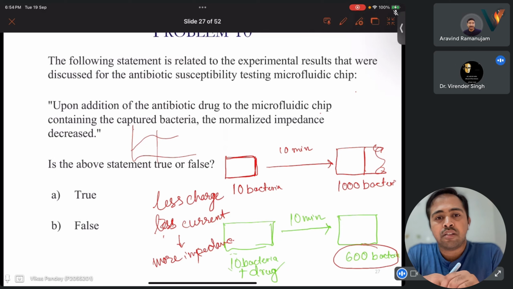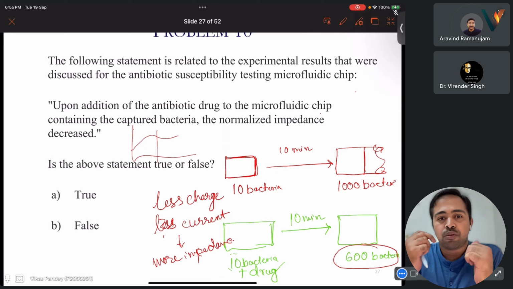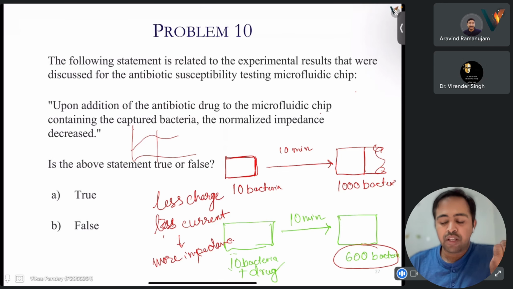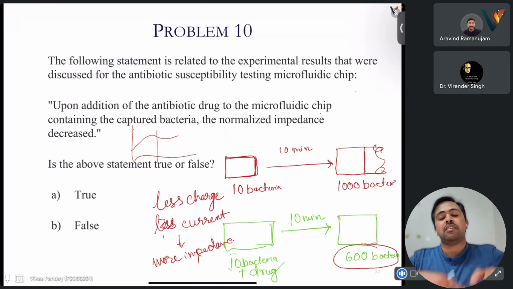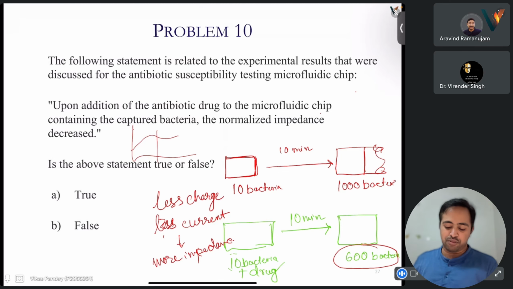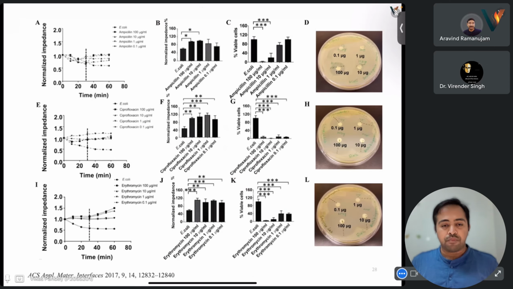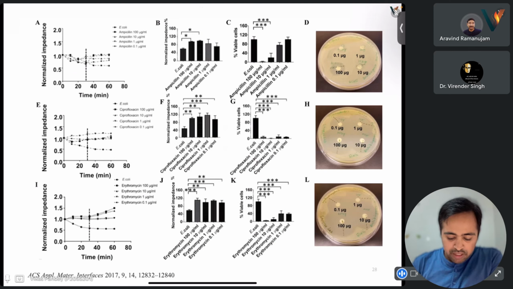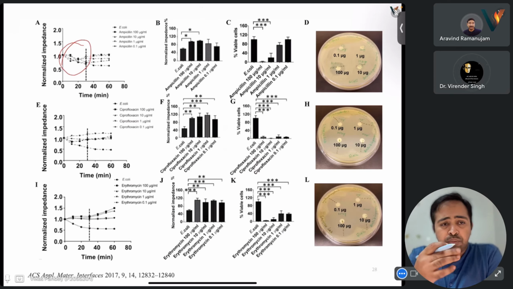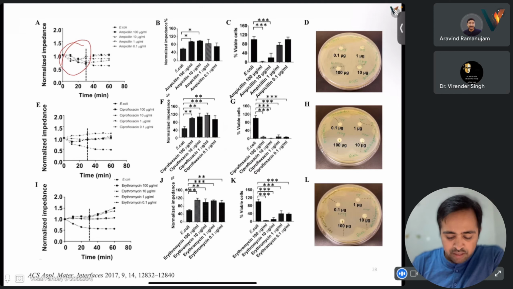Is it clear, Arvindji? Yes, sir. So the answer was correct that time also, not an issue. But we have to understand so that if the question is asked in some other way, we are able to answer that also. If we see this at the beginning, there is some change in proportion, like this.